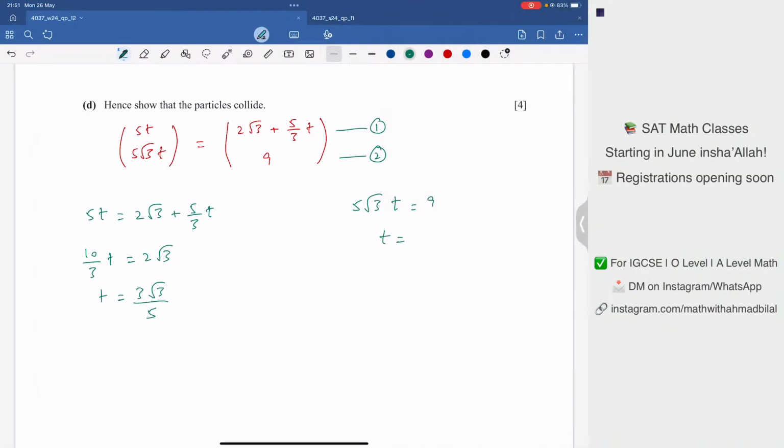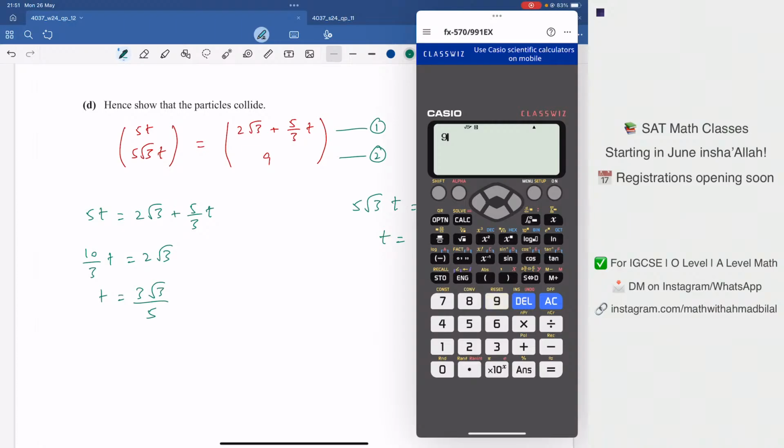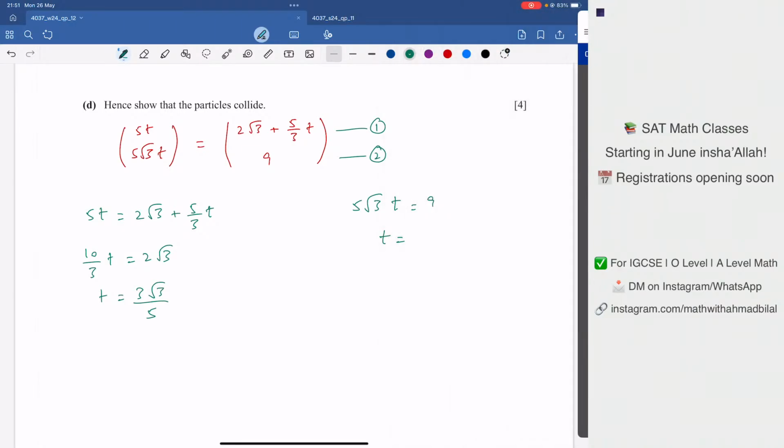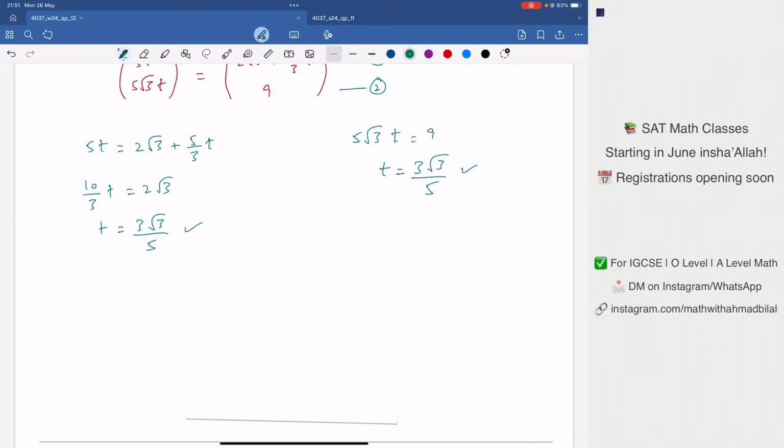What about the other one? Let's see what we get from that. 9 divided by 5 under root 3. That's the same thing. That's 3 under root 3/5. Since we are getting the same values of t from both of them, that means they collide. They will collide at this particular value for t when t is equal to 3 under root 3/5. Okay, this is the time instant at which they are going to collide with each other.